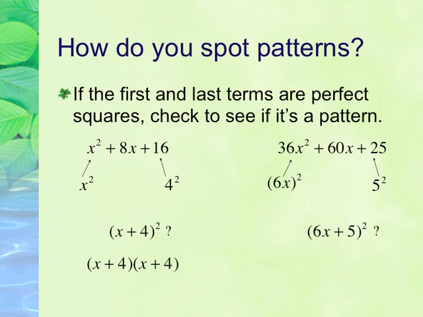To check to make sure that this is right, I would need to multiply this out using either a table or FOIL. When I do that, I would see that both my outer and inner terms are 30x. 30x plus 30x is indeed 60x. So this is the correct factorization.